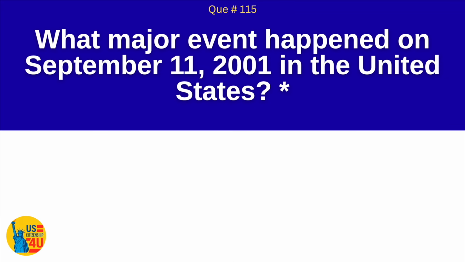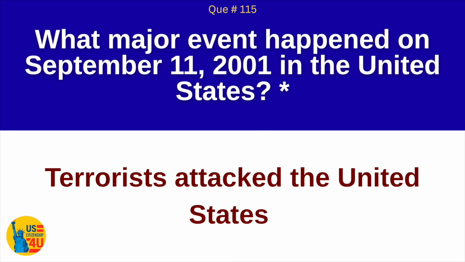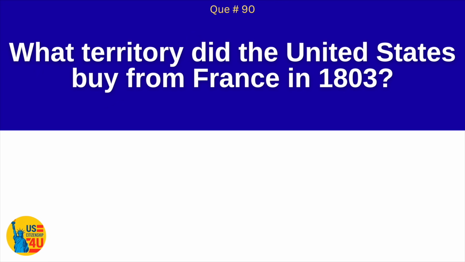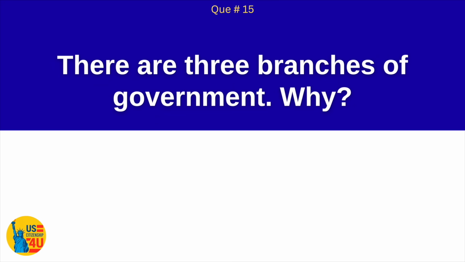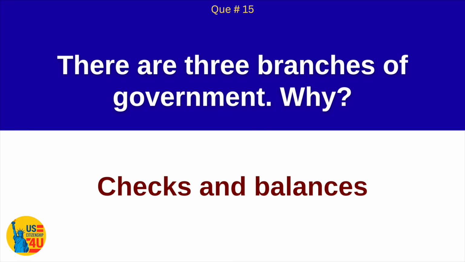What major event happened on September 11, 2001, in the United States? Terrorists attacked the United States. What territory did the United States buy from France in 1803? Louisiana Territory. There are 3 branches of government. Why? Checks and balances.